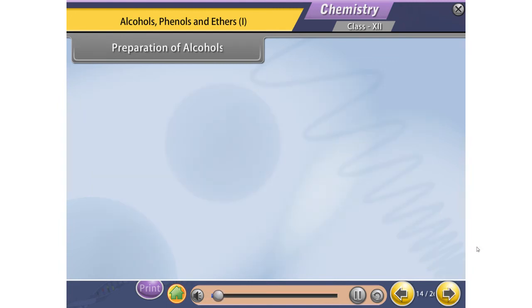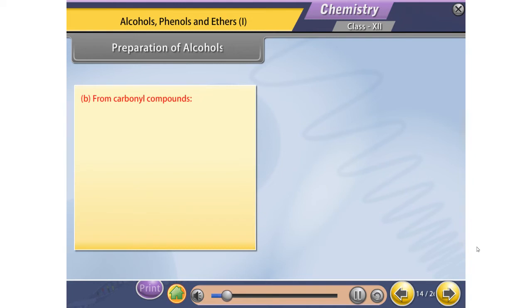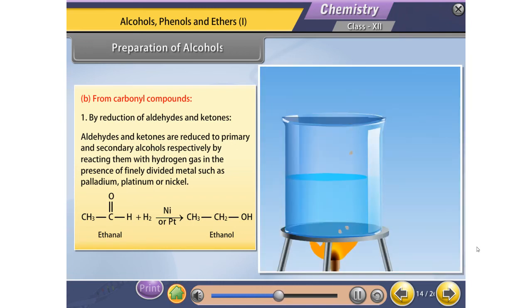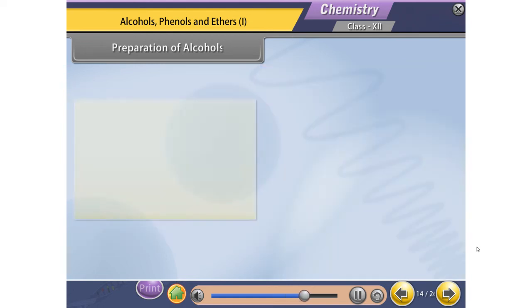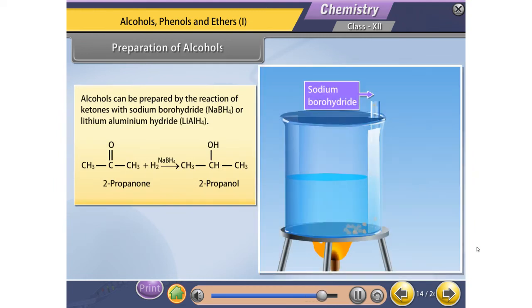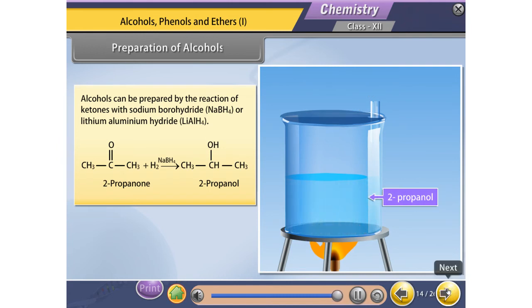Preparation of alcohols from carbonyl compounds by reduction of aldehydes and ketones. Aldehydes and ketones are reduced to primary and secondary alcohols respectively by reacting them with hydrogen gas in the presence of finely divided metal such as palladium, platinum, or nickel. Alcohols can also be prepared by the reaction of ketones with sodium borohydride or lithium aluminium hydride.